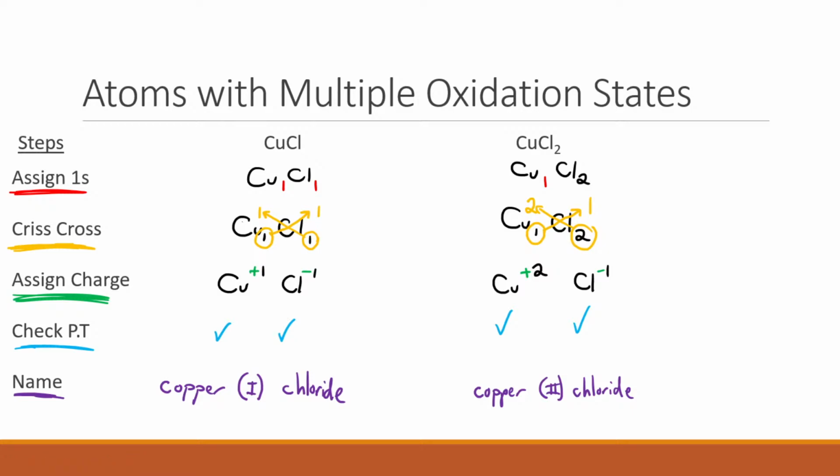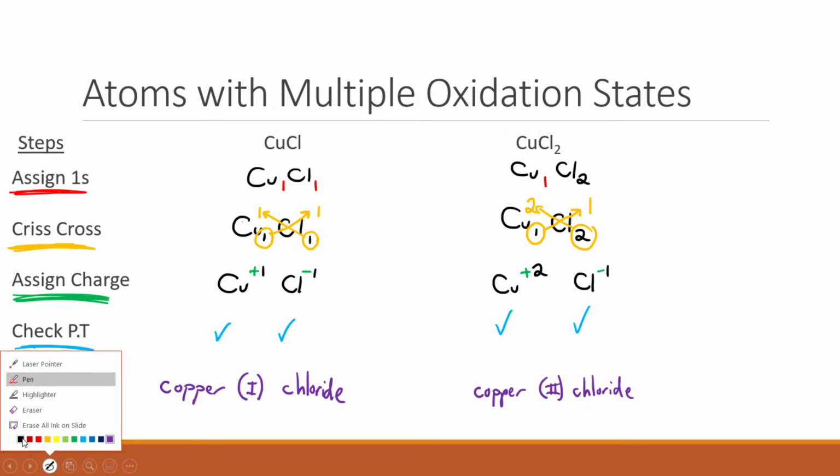Now, what happens if we check the periodic table and it's not a match? What happens if we don't put check marks here in this spot? Well, we have to change something. And so we're going to talk through an example of that. All these other steps are straightforward. Assigning ones, if there's no number, you put a 1 there. Crisscrossing, you bring the numbers up and across. Assigning charge, first is positive, second is negative. The only time you can get something that doesn't match up, the only thing that gets a hitch in this step, is checking the periodic table.